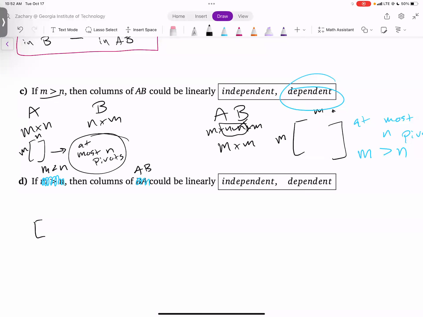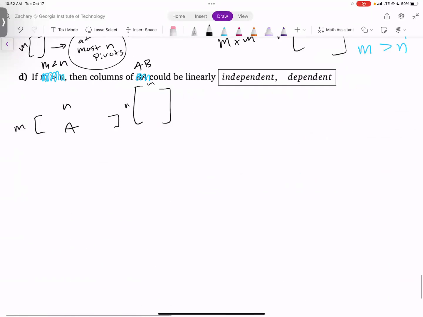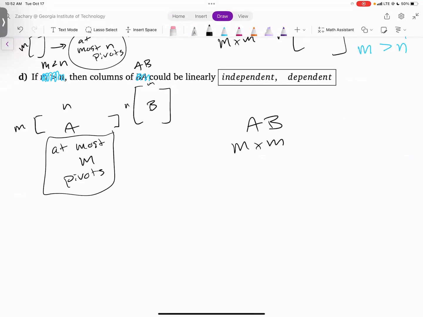However, if we go the other way, if A is instead wide and B is tall, A can now have at most m pivots. And we said that AB is still m by m, and we can have at most m pivots. We can have independent columns. We don't have to, because we don't know everything about it yet. They can also be dependent because A and B could just be the zero matrices.